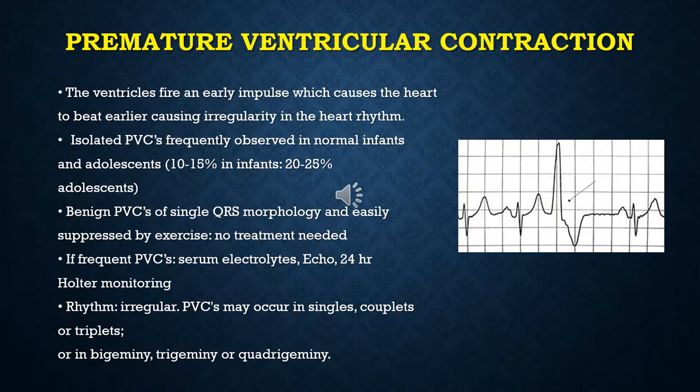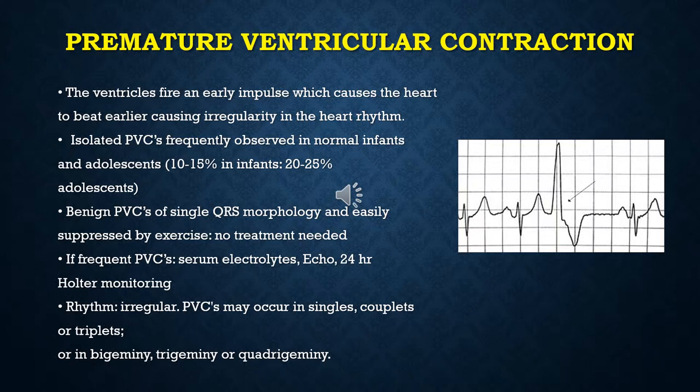So this focus or this pacemaker or micro reentrant tachycardia discharges earlier than the SA node, so it takes the upper hand. Then after it, the SA node will come to discharge. The heart will be in the refractory period, so there will be a compensatory pause after the PVCs. So PVCs come early and are followed by a compensatory pause.